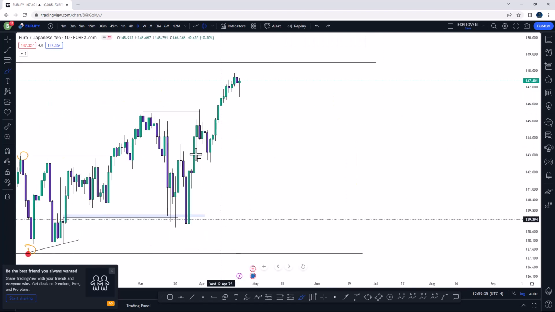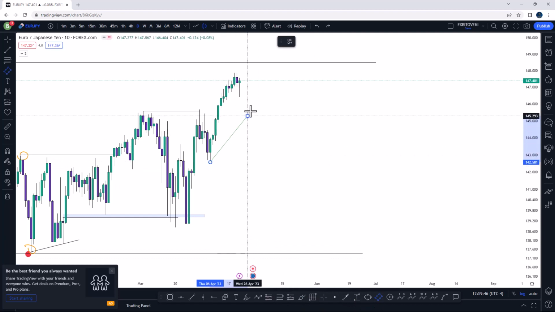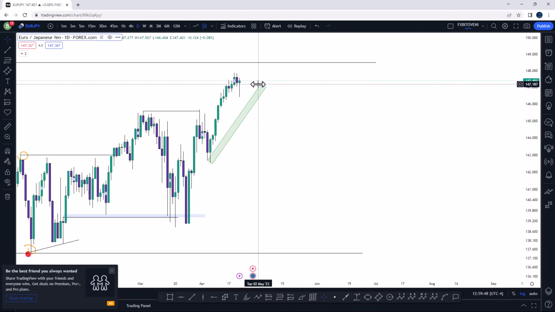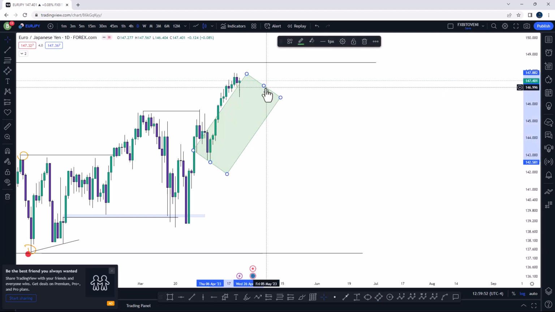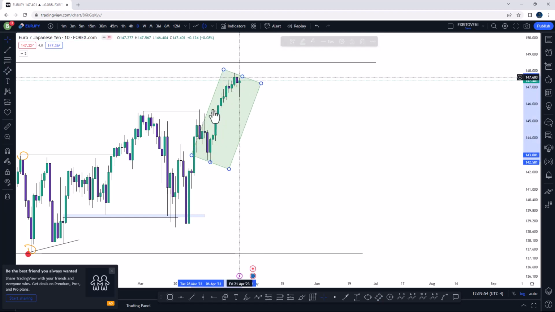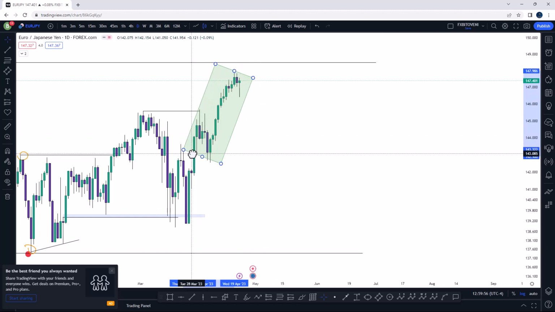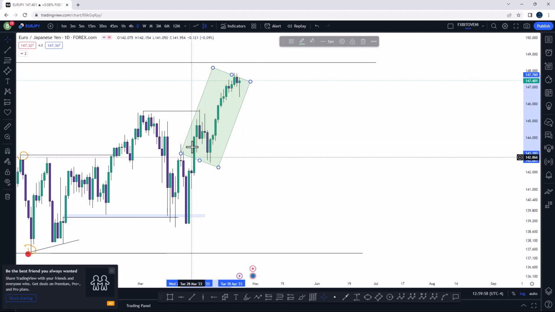So, you have a break here. Everything here becomes what? Becomes a range structure. This is a range structure. You understand? This is a range structure. After breaking the high, minor pullback, we go higher. This is range structure.